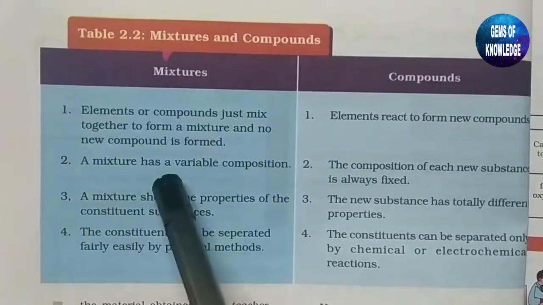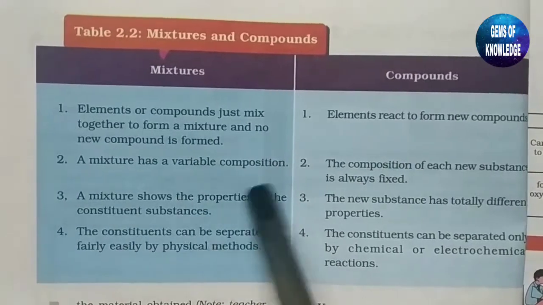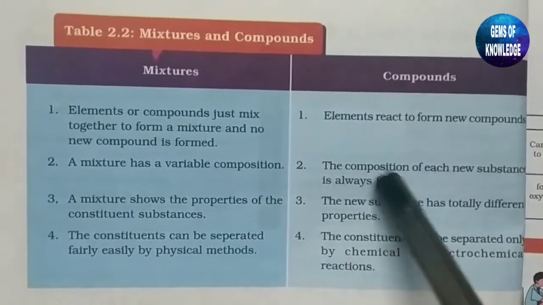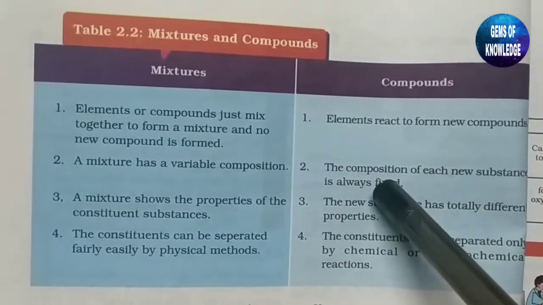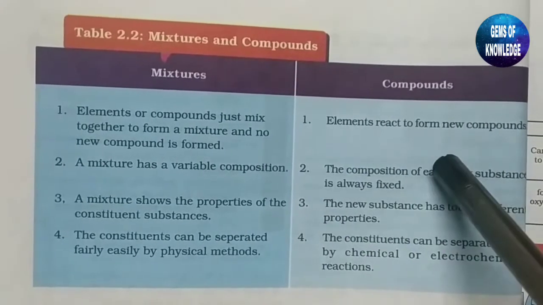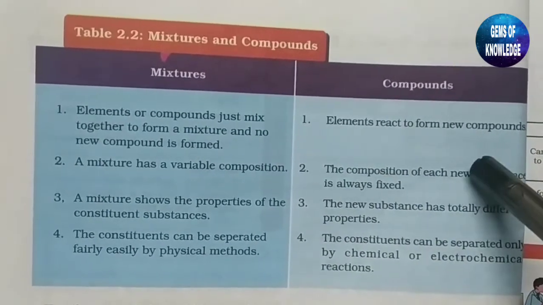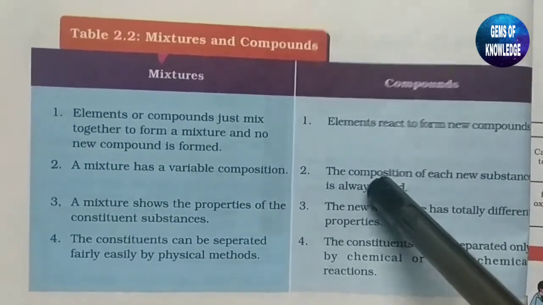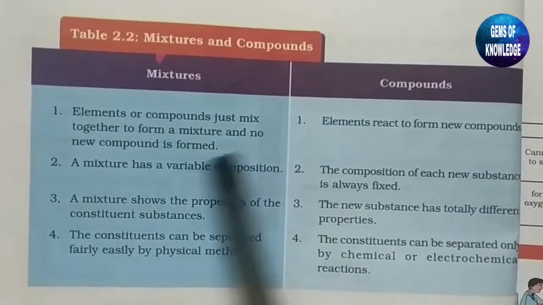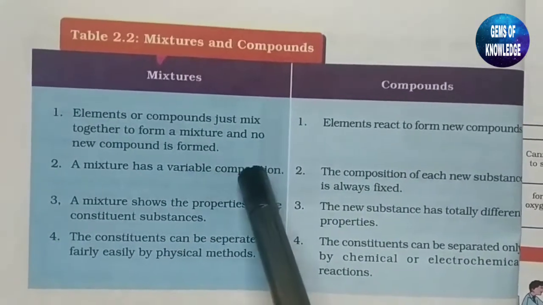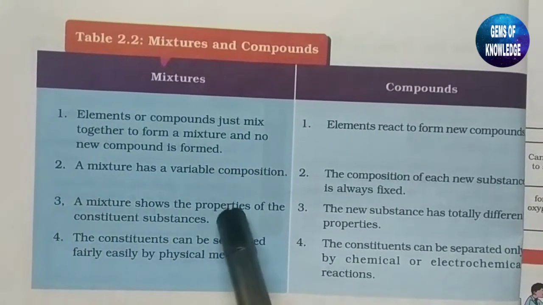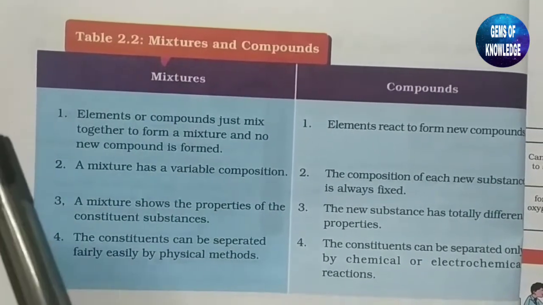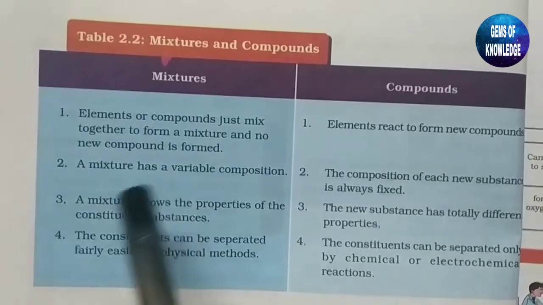Next, a mixture has a variable composition. So there is no fixed composition here. The composition may be varied. Then the composition of each new substance in a compound is always fixed. As I told you with the example of water, we need 2 atoms of hydrogen and 1 atom of oxygen, so its composition is fixed. But in a mixture there is no such fixed composition. Then a mixture shows the properties of its constituent substances. Whatever substances we are mixing, the mixture shows the properties of all those things.